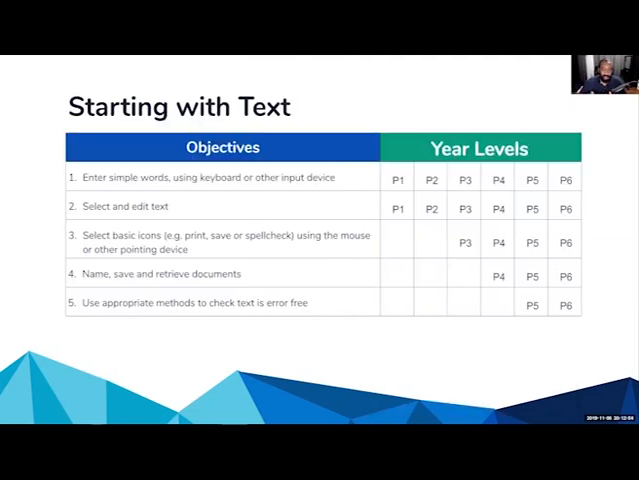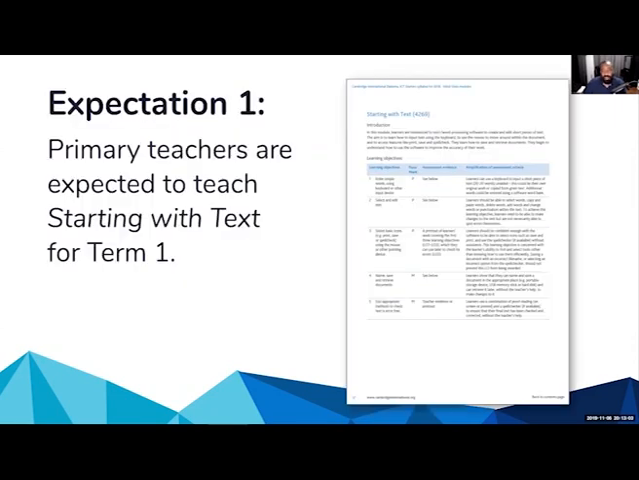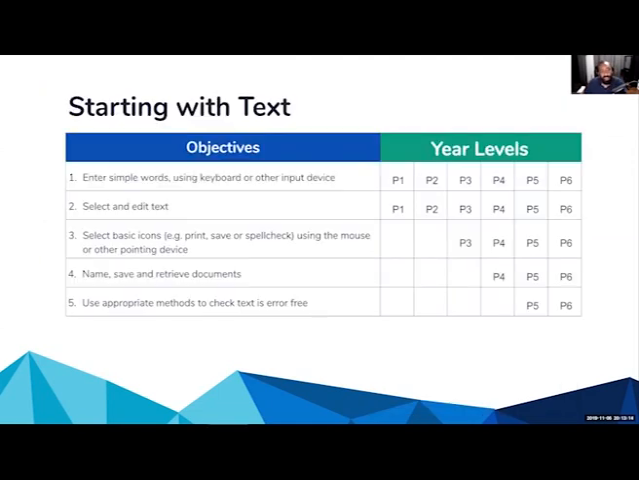Now, this is what everybody's going to be responsible for. On the left in this table, you see those same 5 objectives: enter simple words, select and edit text, select basic icons, name, save, and retrieve documents, and use appropriate methods to check text is error-free. If you are in P1 and P2, you're only responsible for the first 2 objectives.